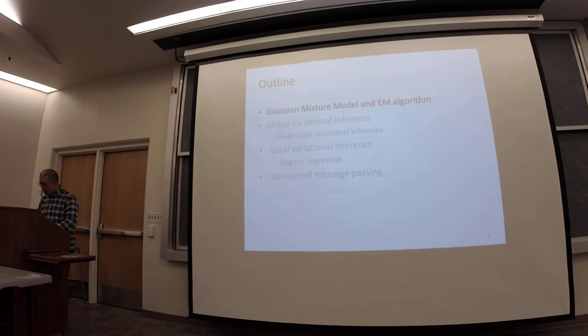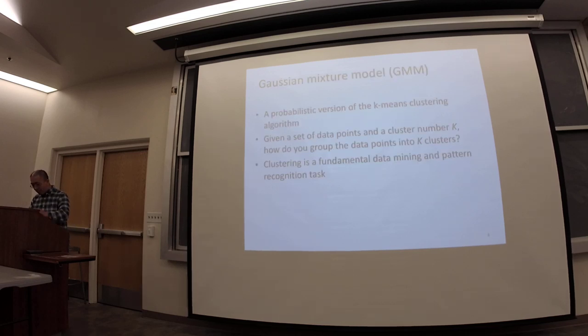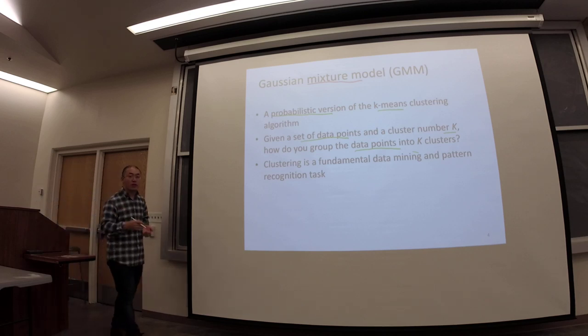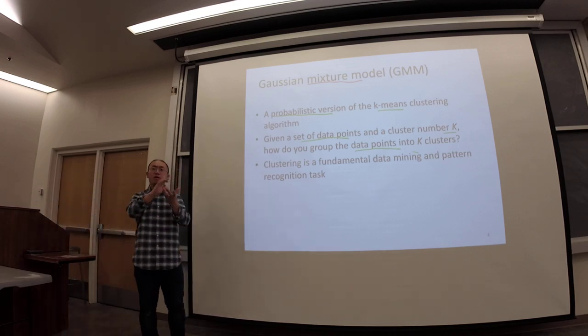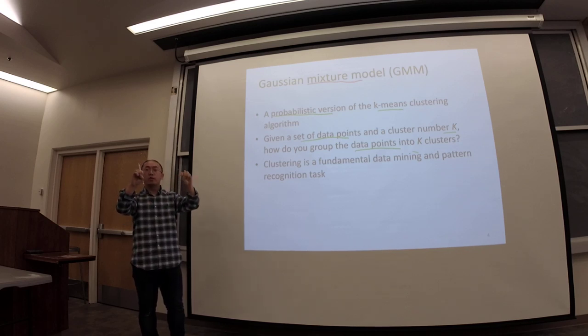So first, the Gaussian mixture model and the EM algorithm. This is a brief introduction to the Gaussian mixture model. As I just mentioned, it's a probabilistic version of the k-means clustering algorithm. Clustering wants to address this: if you are given a set of data points and a designated cluster number k, how do you group the data points into k clusters? This is a very fundamental problem in data mining and pattern recognition, right? Because you want to look into the structure of data. Typically, we want to see the group structures.